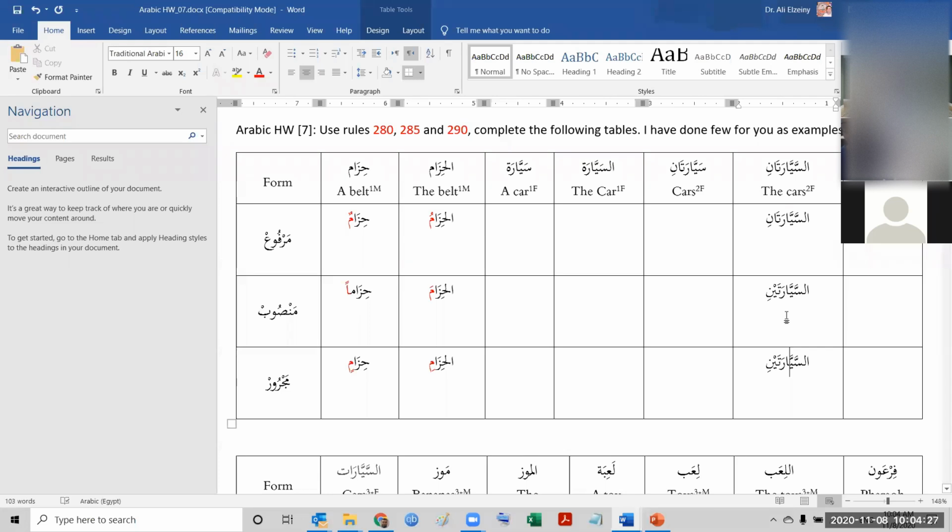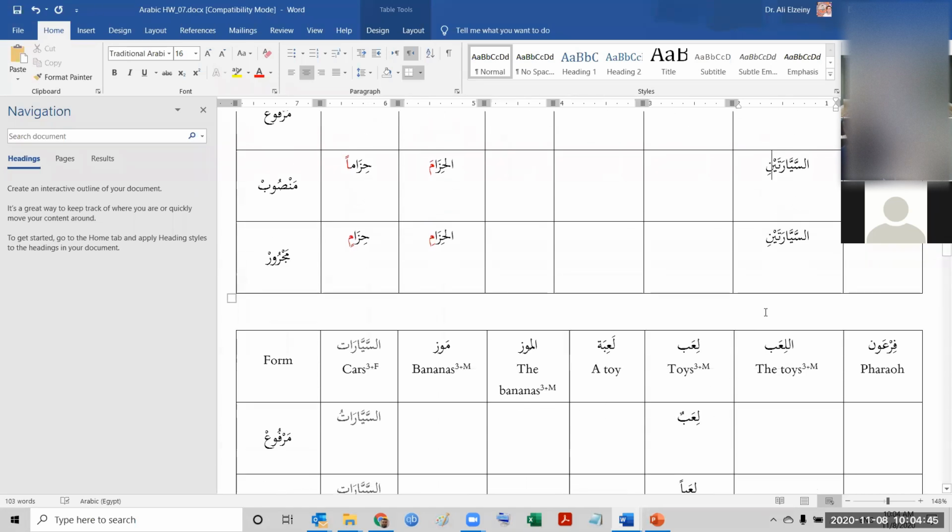Okay? So it's going to be السيارتان, السيارتين. So the mansub and majrur are both the same.